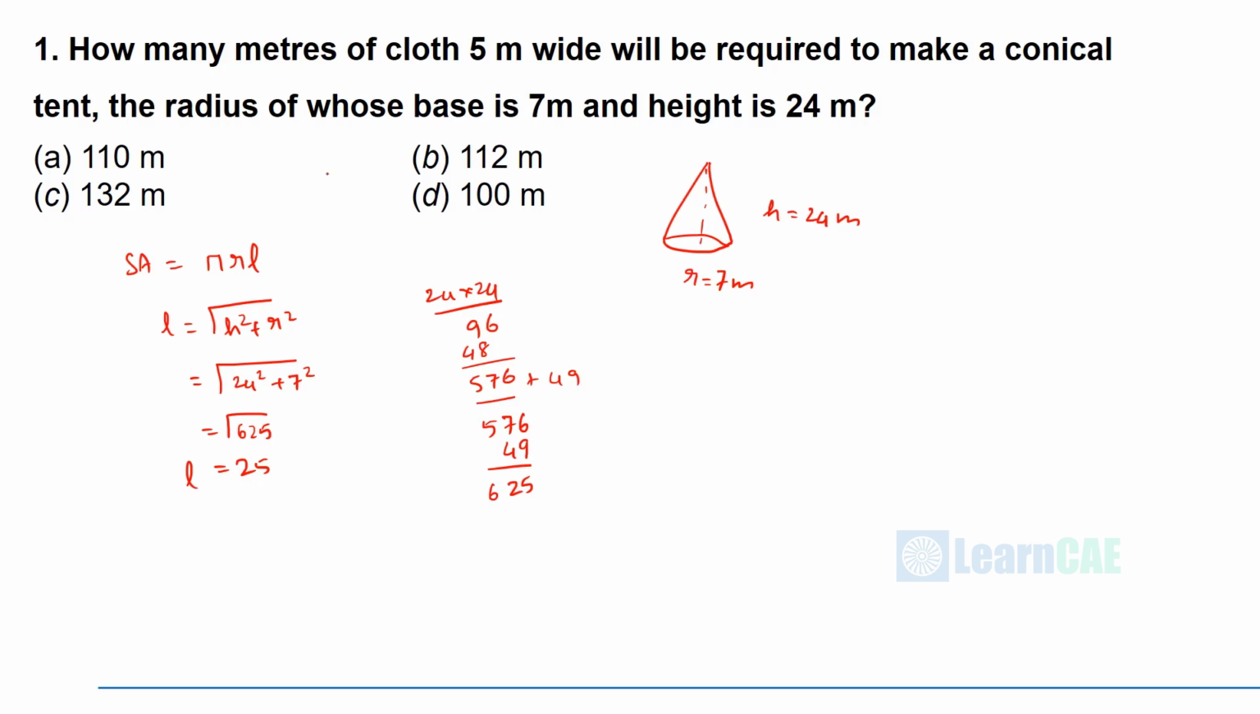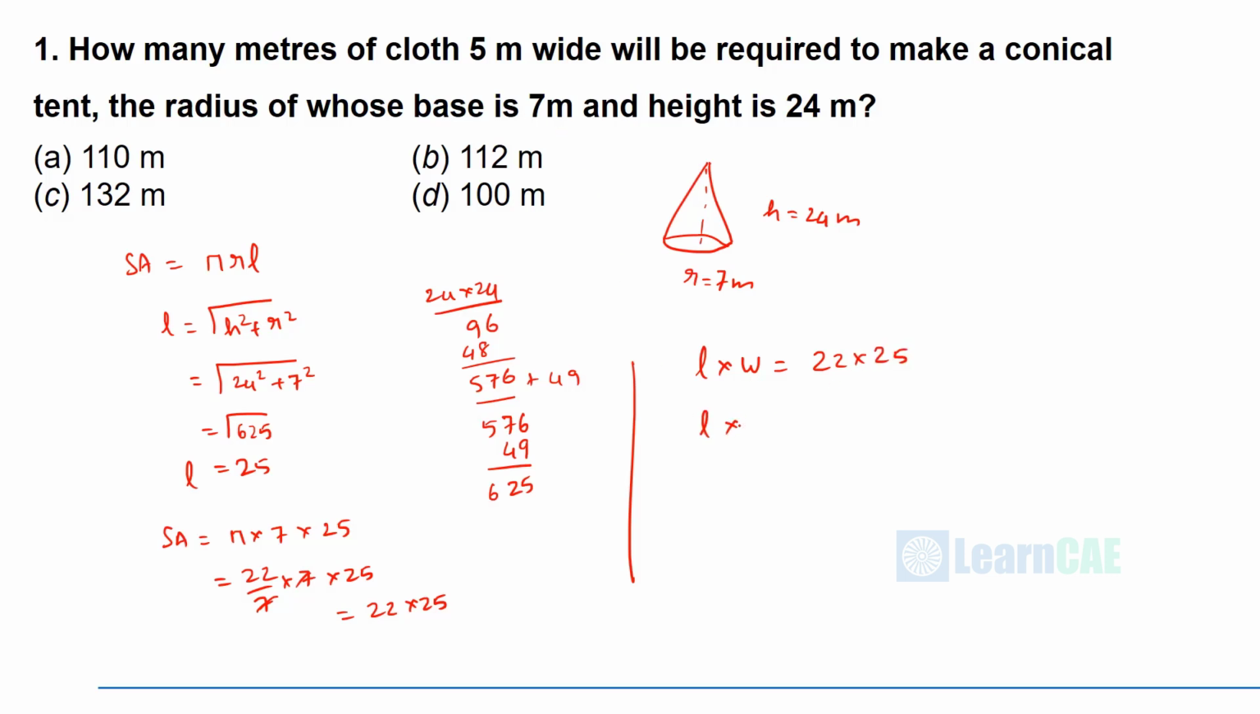They are asking the surface area. Surface area is equal to pi into r, that is 7, into length, that is 25. 22 by 7 into 7 into 25. This will be equal to 22 into 25. Let us not calculate this because they are asking the length of the cloth. So the length of the cloth into the width is equal to the net surface area, that is 22 into 25.